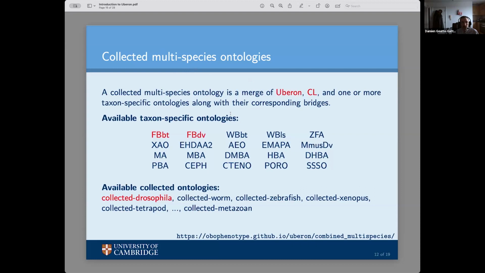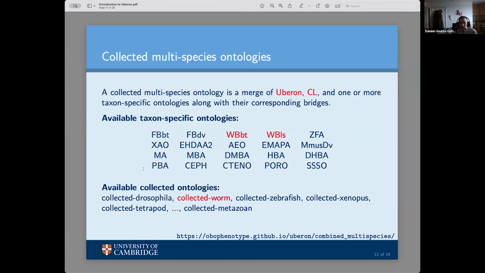So for example, if you merge Uberon, CL, FBBT, which is a Drosophila anatomy ontology, and FBDV, which is an ontology representing life stages in Drosophila, along with the Uberon to FBBT bridge and the CL to FBBT bridge, you end up with what we call the collected Drosophila ontology, which is an ontology that will contain all terms from Uberon, all terms from FBBT and FBDV, with the FBBT and FBDV terms appropriately positioned within the Uberon hierarchy, attached to their placeholder terms, as we've seen before, thanks to the bridges that we've generated previously.